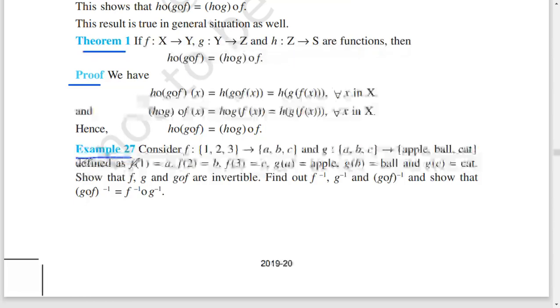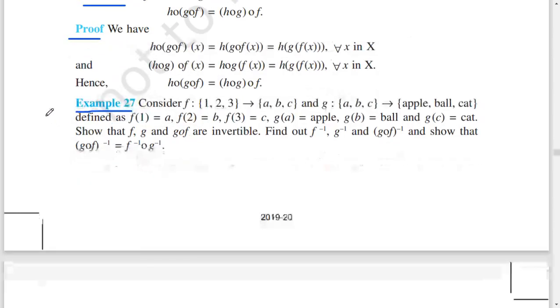Example 27. Consider f: {1, 2, 3} → {a, b, c} and g: {a, b, c} → {apple, ball, cat} defined as f(1) equal to a, f(2) equal to b, f(3) equal to c, g(a) equal to apple, g(b) equal to ball, and g(c) equal to cat, so that f, g, and gof are invertible. Find out f inverse, g inverse, and (gof) inverse, and show that (gof) inverse equal to f inverse o g inverse.